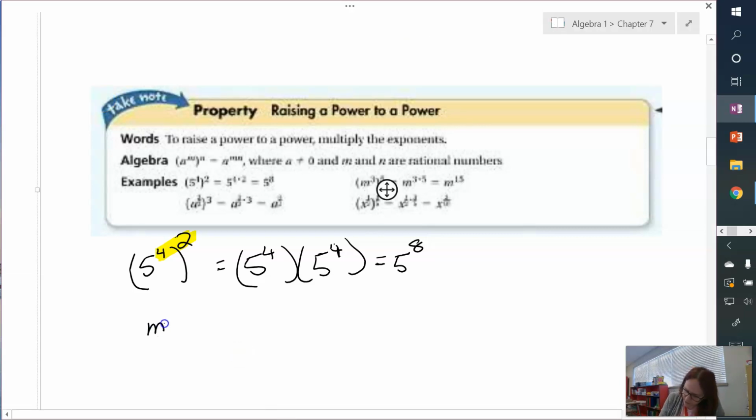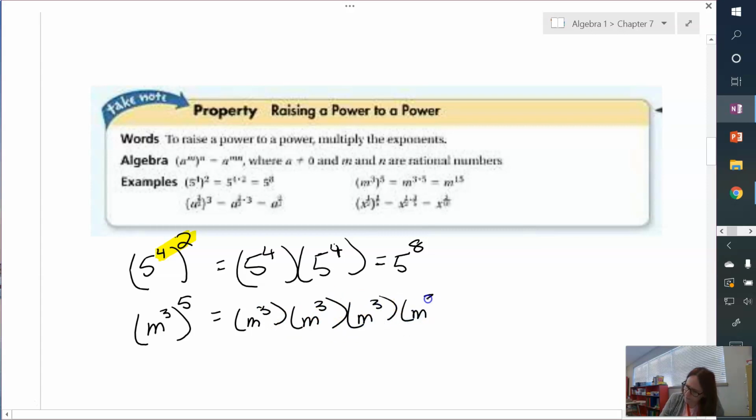Let's try m cubed to the 5th. Now I'm going to take that m cubed and I'm going to raise it to the 5th. So I'm going to multiply it by itself 5 times. So here's m cubed. Here's m cubed. Here's the third one, the fourth one, and the fifth one.